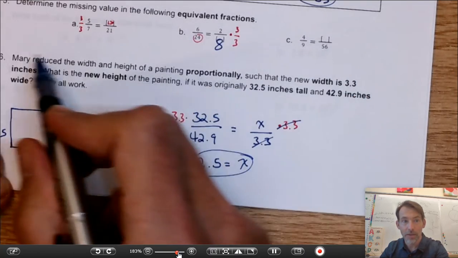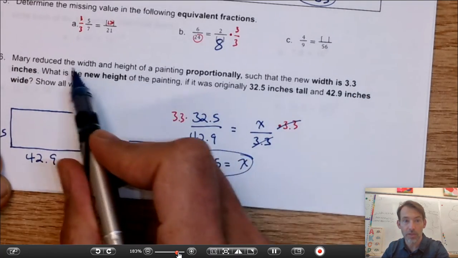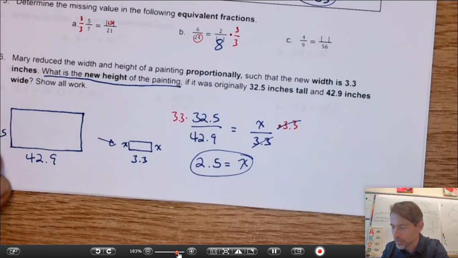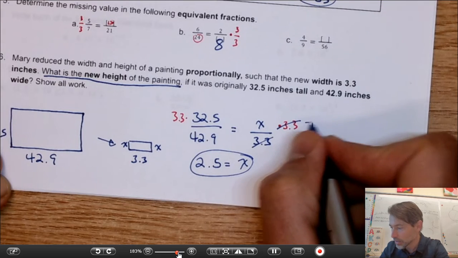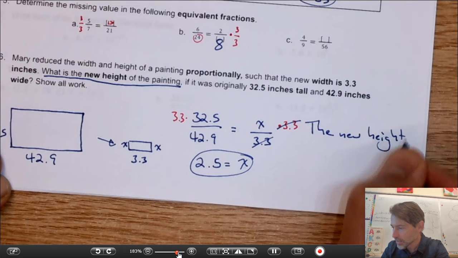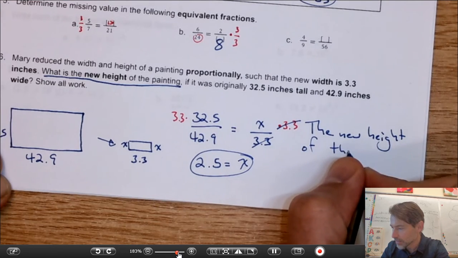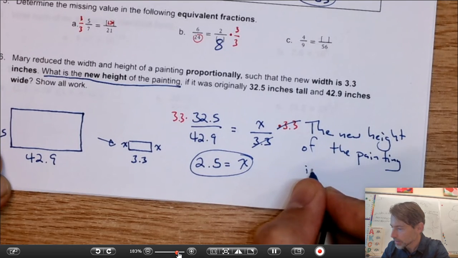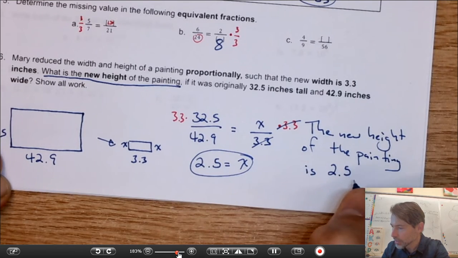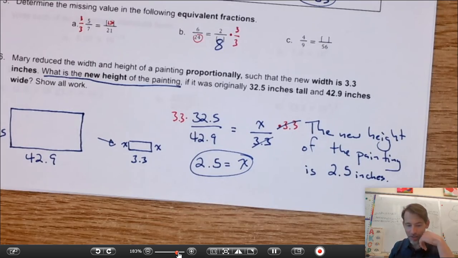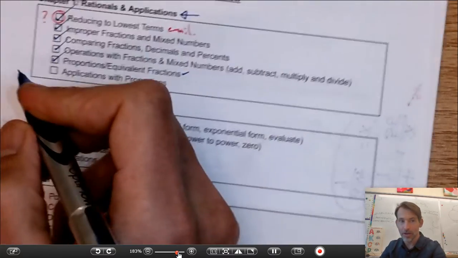And then Mary reduced the width. What is the new height of the painting? So we will just answer. This is the question that we want to answer in our sentence. So we will say the new height of the painting is 2.5. And what are they? Inches. And then that's done. So that takes us through all of those skills.